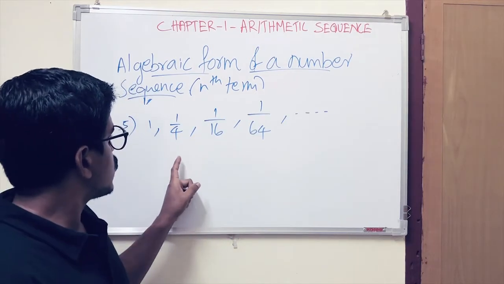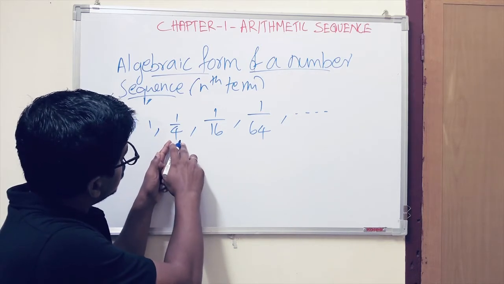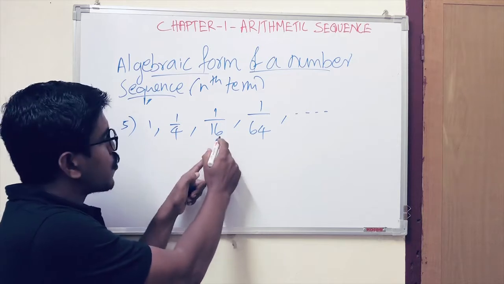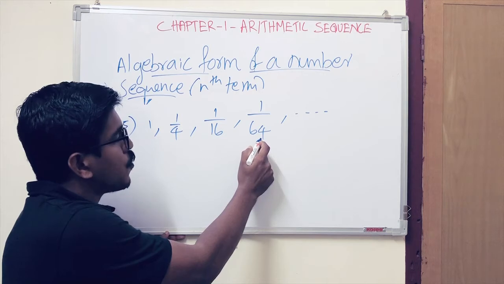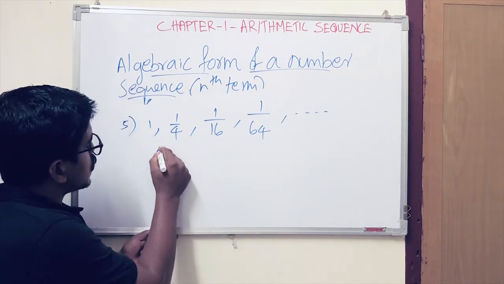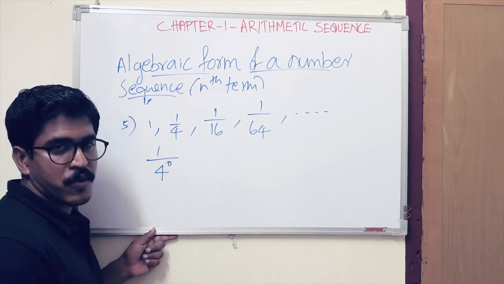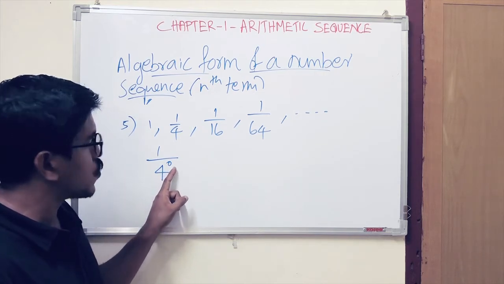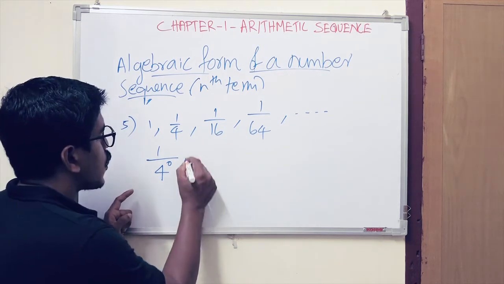In this sequence, you can see here powers of 4 are written in the denominator, that is 4 raised to 1, 4, 4 raised to 2, that is 16, 4 raised to 3, that is 64. And now we can rewrite this number sequence as 1 by 4 raised to 0, because any number raised to the power 0, the value is always 1. That is 1 by 1, 1 will come.